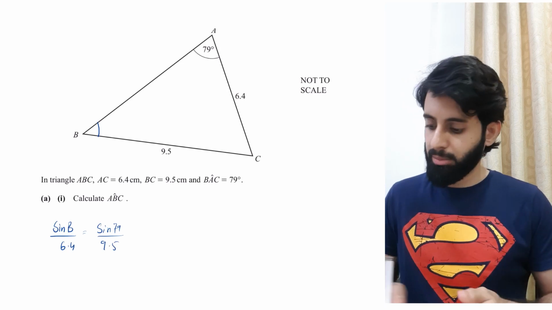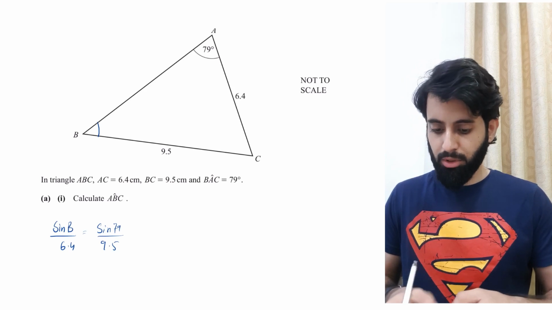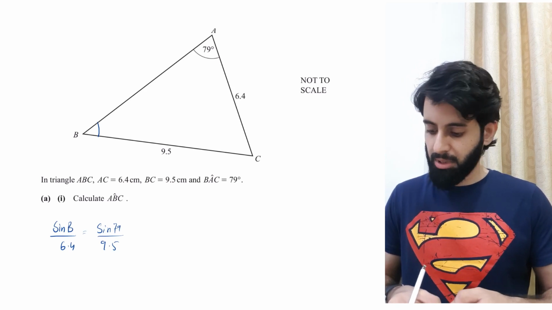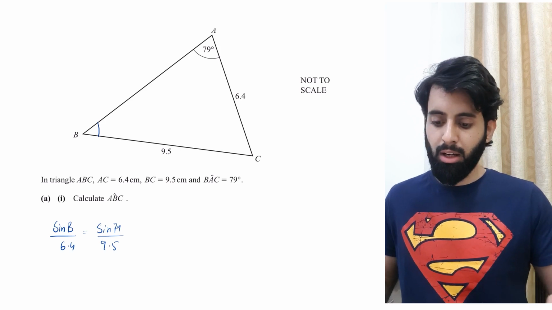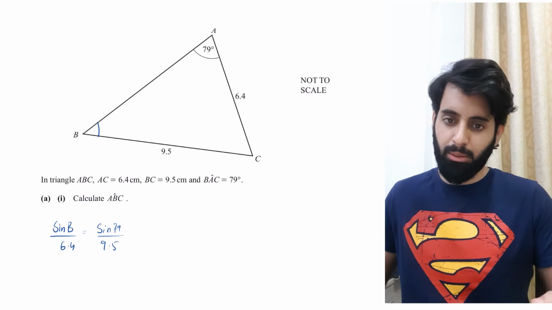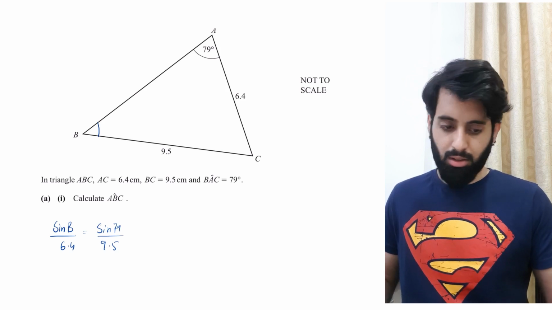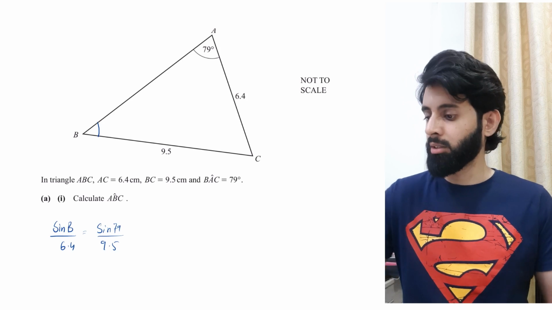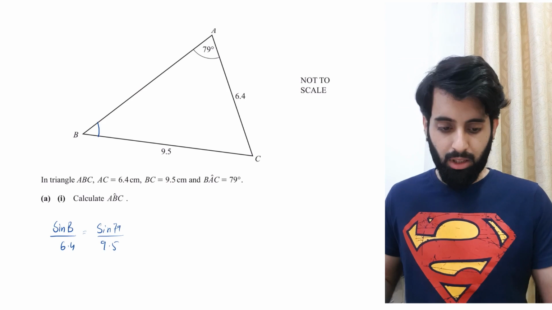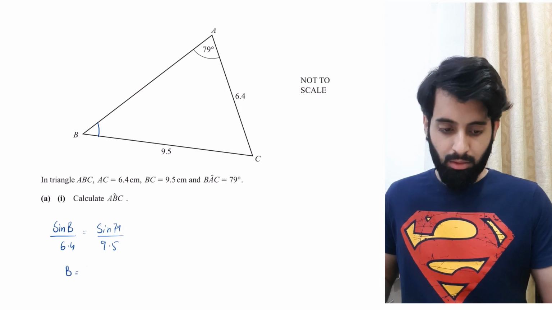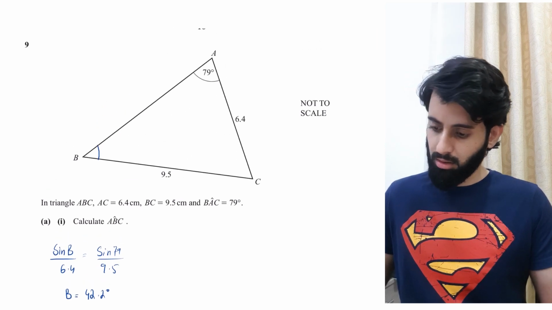9.5. This is something I should have mentioned at the beginning, but since I did not, I'll mention it now: make sure that before you start your paper you reset your calculator, especially if you're an advanced student. Even if you're not, it's possible that somebody may have borrowed your calculator and changed the mode. So make sure you reset your calculator before you start math paper 2. So the answer for this turns out to be 42.2 degrees. No, wait a minute.